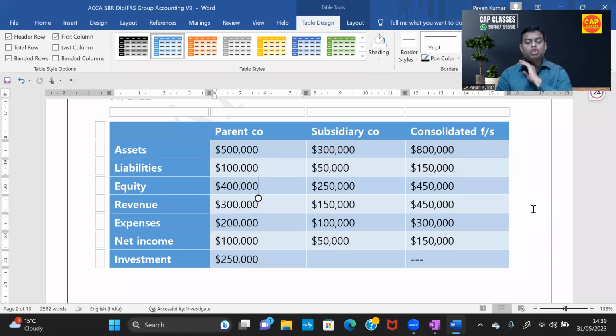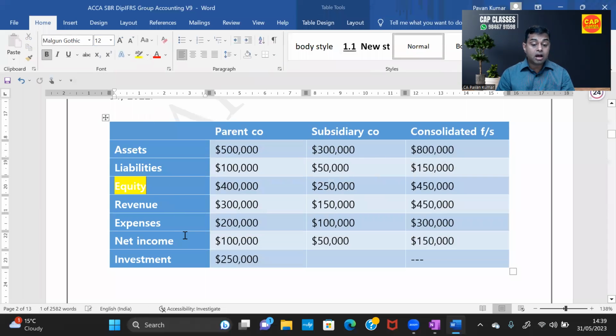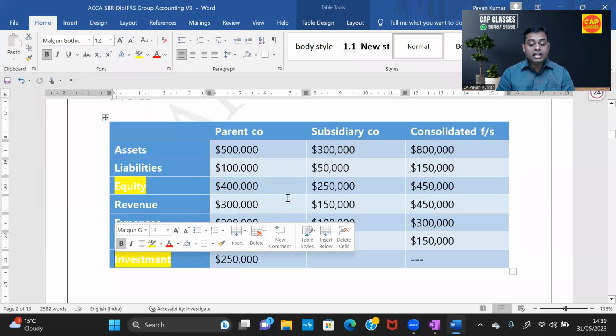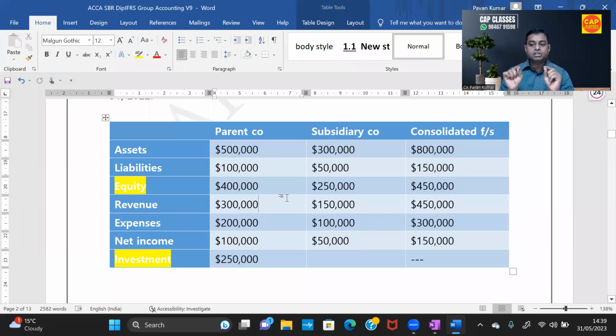Everywhere you might have got super answers, except this one area, equity, and this one area, investment. In these two items, the wicket will be bold. All the others are okay. For all the others, A plus B is equal to C. But in these two, A plus B is not equal to C. Do you understand this? Did you observe this difference?